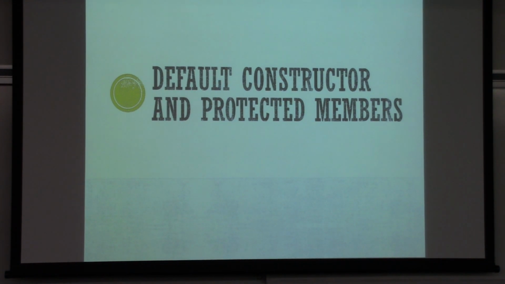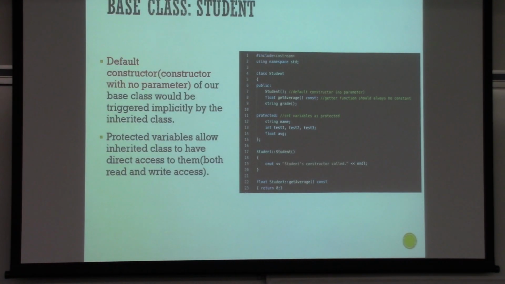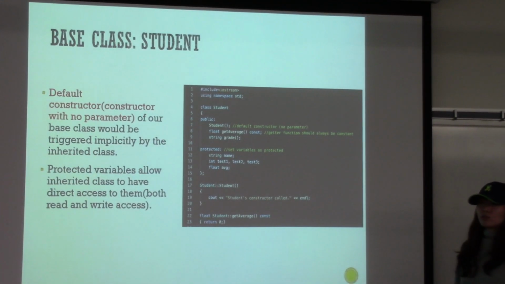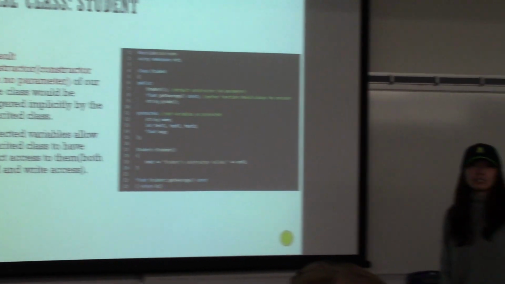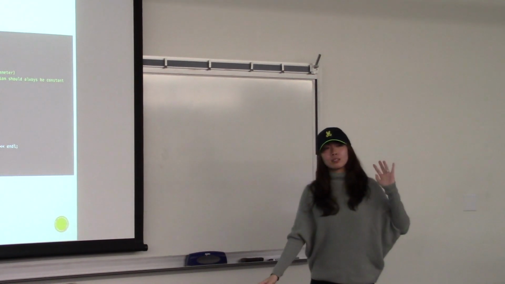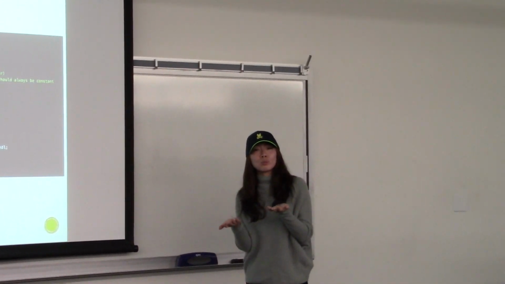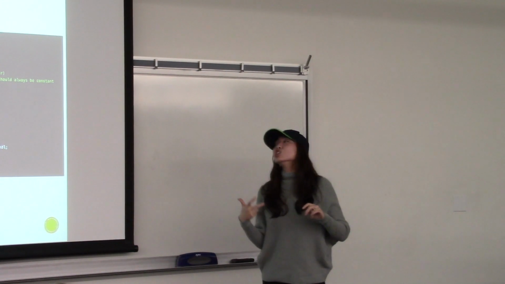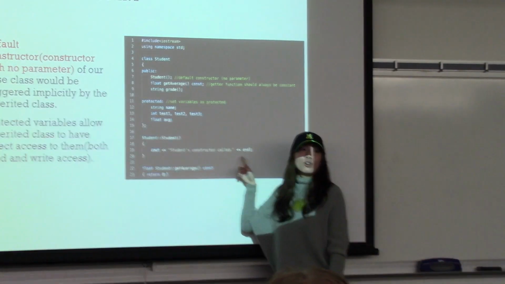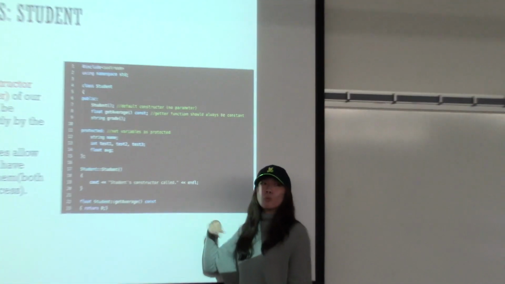Move on. Now let's look at the next example. This one we focus on default constructor and protected members. Remember default constructor? Every single class has a default constructor. Default constructor is a constructor that takes no parameter. By default, the default constructor does nothing. The constructor is there so that your compiler knows to allocate enough memory for your variable. That's all it's doing. But remember how we use constructors is we actually initialize with things. You can actually define your default constructor the way you want.